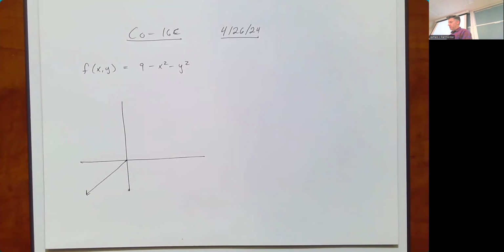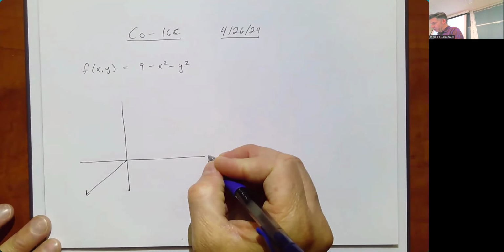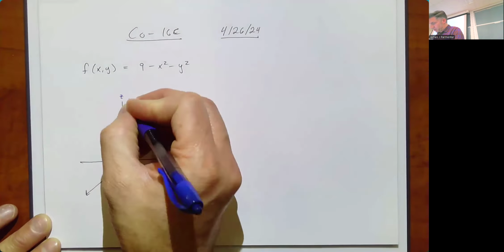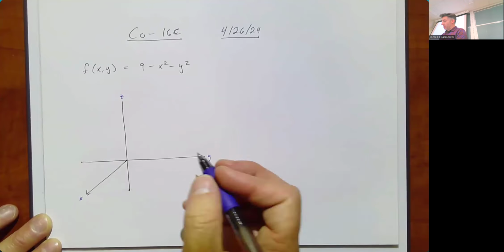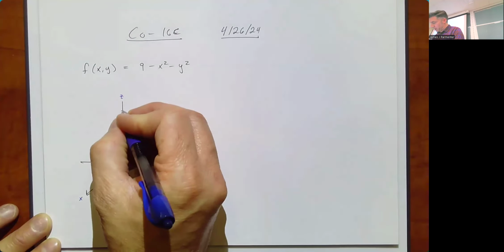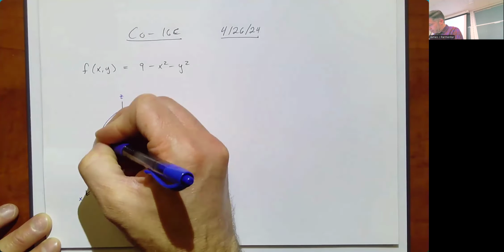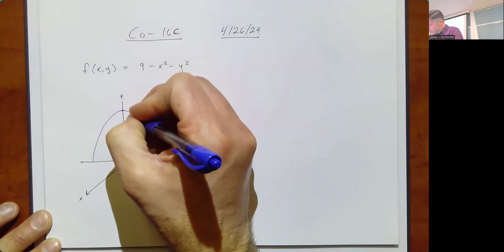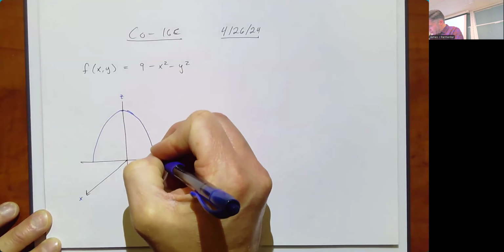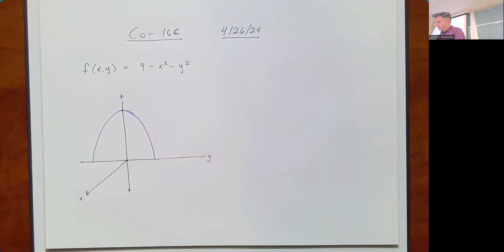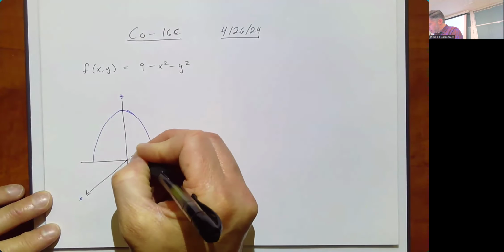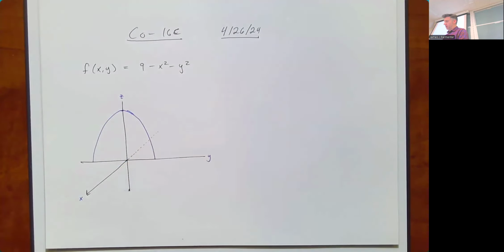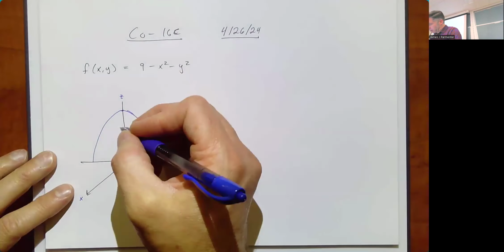So my trace in the YZ plane is just going to be 9 minus y squared. It's going to look something like this. And my trace in the XZ plane is going to be 9 minus x squared, so it's also going to be a downward opening parabola. It's going to look kind of like this.